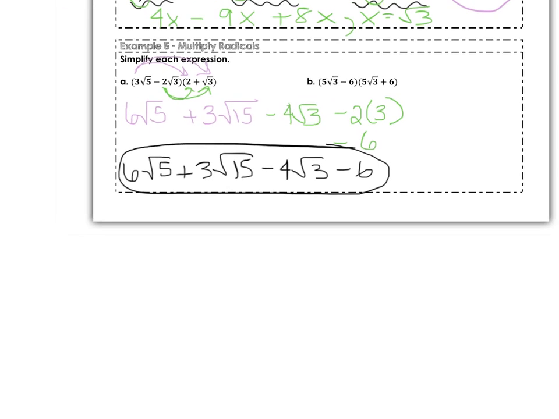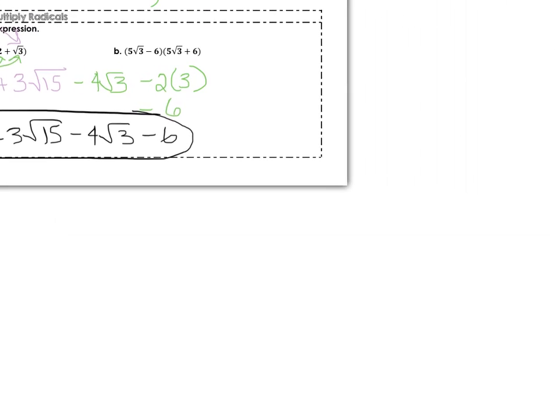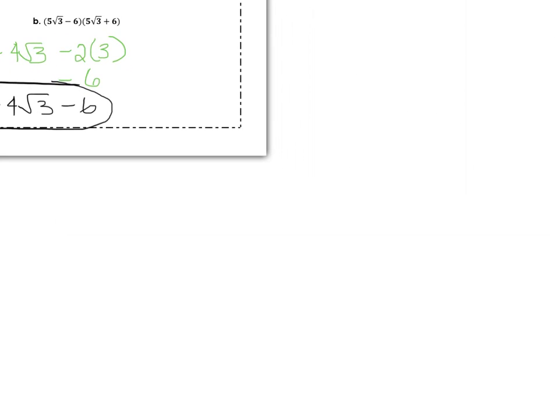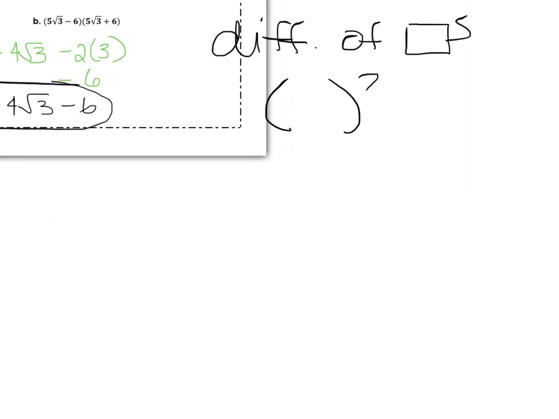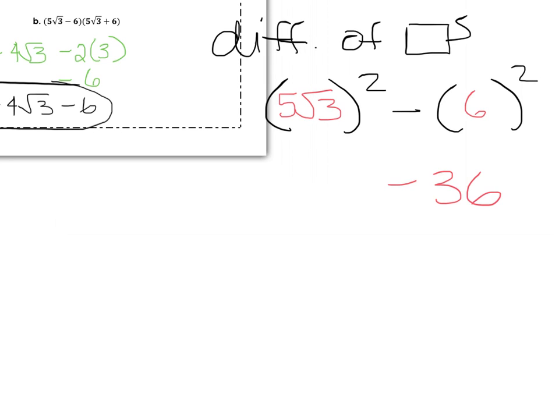Let's look at B. B is an example where we're multiplying the conjugates. 5 radical 3 minus 6 times 5 radical 3 plus 6. So if you recall, that's the situation of having a difference of squares, which you should hopefully also remember. That means it's a quantity squared minus a quantity squared. So my A term is really 5 radical 3, and my B term is really 6. So all I really need to do is simplify this expression.